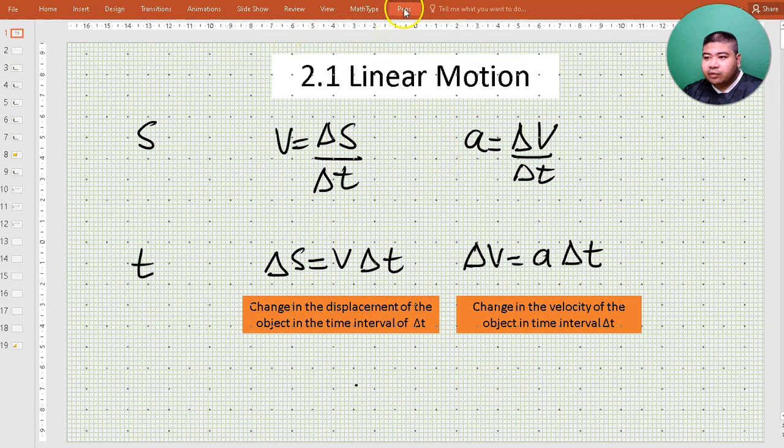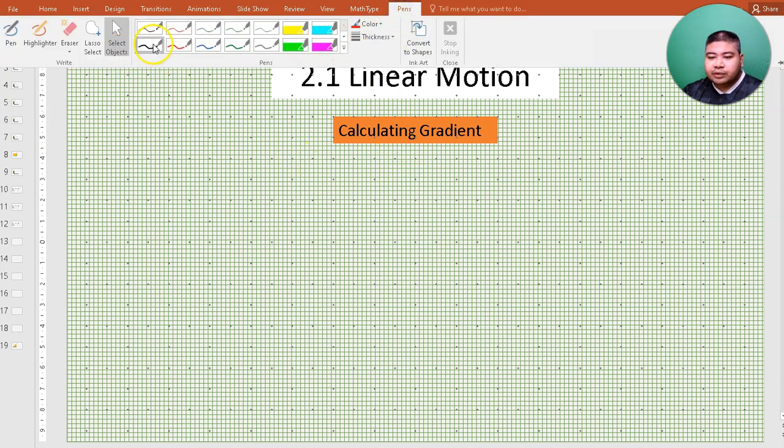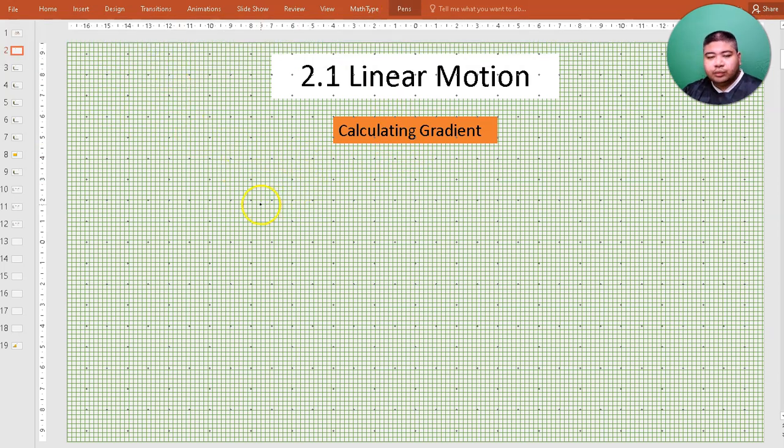So we have four equations here. This is the first one, second, the third, and fourth. So these four equations will help us to understand the graph of linear motion. So if we continue to the second slide, I hope you can still remember from your high school math, the equation that we use to calculate the gradient.